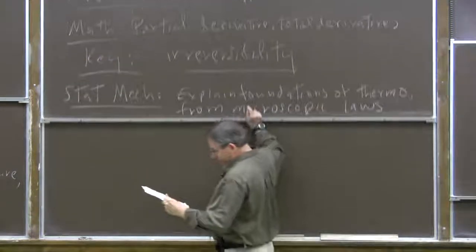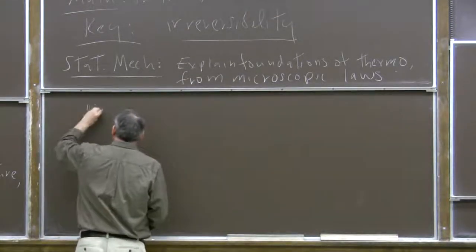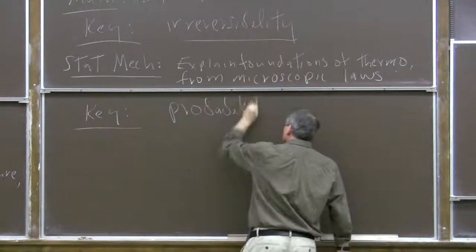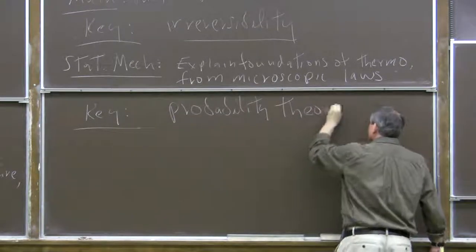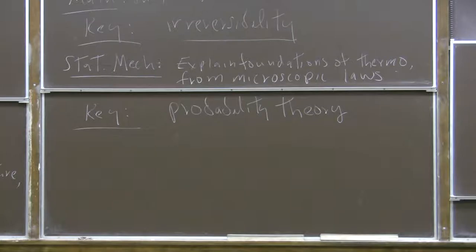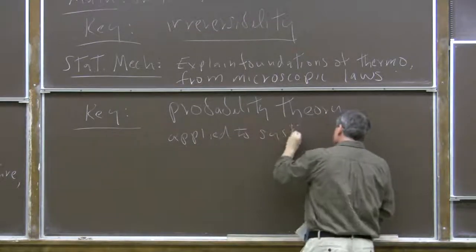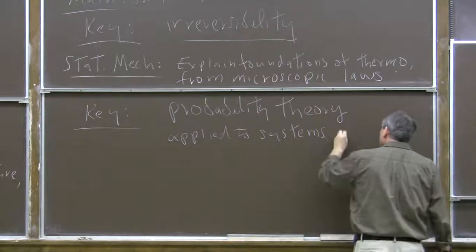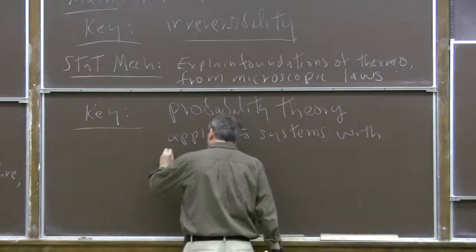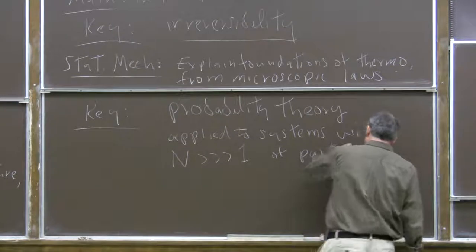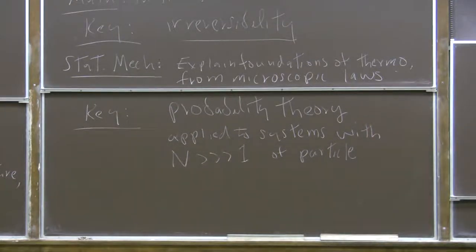And what's the key to the subject? The key is probability theory. Applied to systems with many degrees of freedom, like systems of many particles. A gas with an Avogadro's number of molecules in a box. Applied to systems in which something is large. To be concrete, I'll say with a very large number of particles, like 10 to the 23 or so, of the order of Avogadro's number.